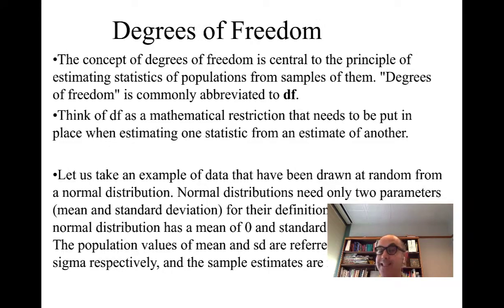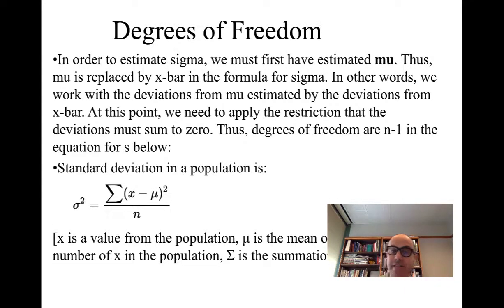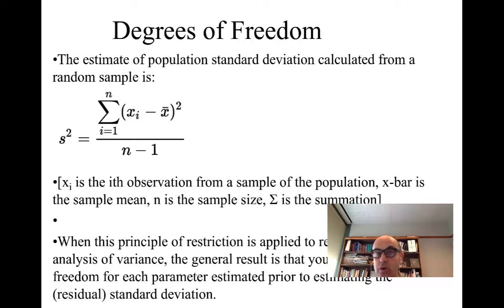We have, for example, the standard deviation, and we have the idea of estimating with x bar and s, and the formula for the degrees of freedom is the following, where x is the value in the population, mu is the mean of all x's, and n is the number of x's in the population, and we have all of it together. So this is the degrees of freedom.